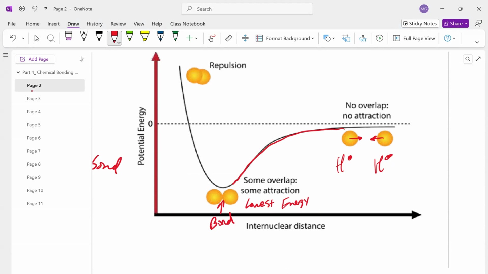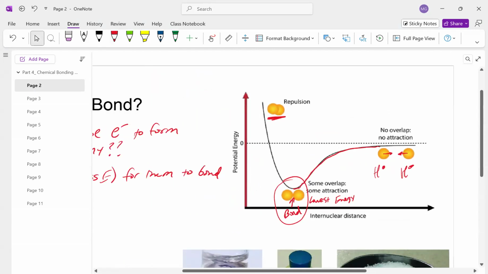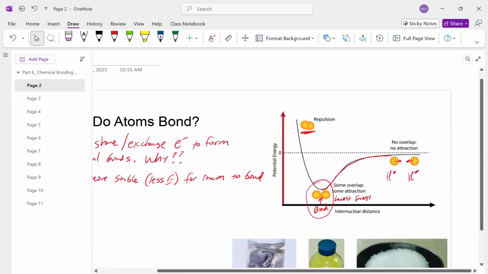Now, you can see, well, why is it going upwards again? Eventually, the atoms get so close that it's not favorable to be within that distance, and they actually repel each other. So there's this ideal distance that the atoms will have and form a chemical bond between them. And that is lower in energy than them being apart.